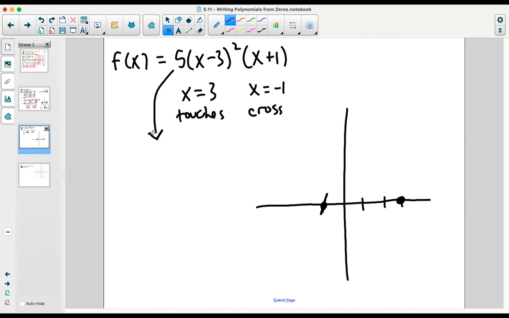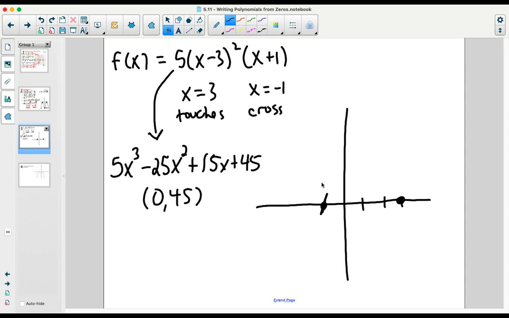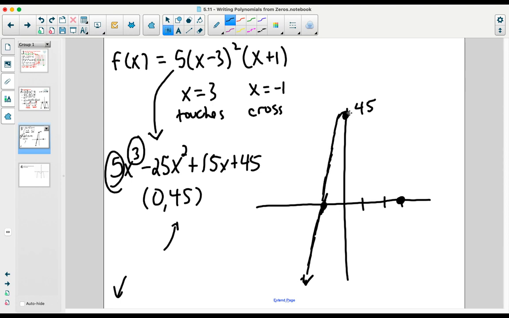Multiplying out this polynomial, and of course not making you sit through the work, but you're welcome to check this multiplication if you'd like, we get 5x cubed minus 25x squared plus 15x plus 45. That suggests our y-intercept is going to be at (0, 45). So way up here at 45, we're going to need to go through that point. And the fact that this is cubic with a positive coefficient suggests we're going to fall on the left and rise on the right. So to the left, we're going to fall. Then we have to get through the y-intercept.